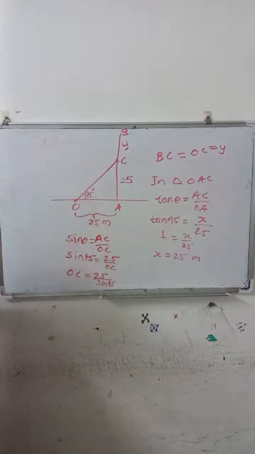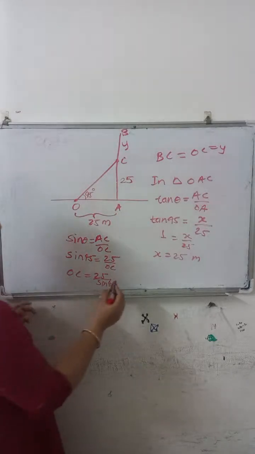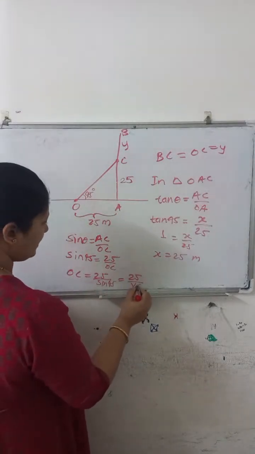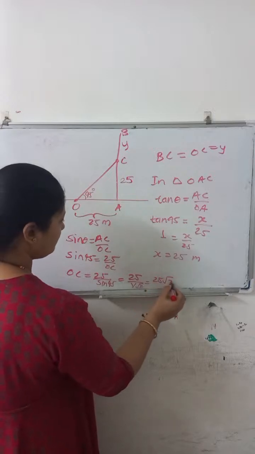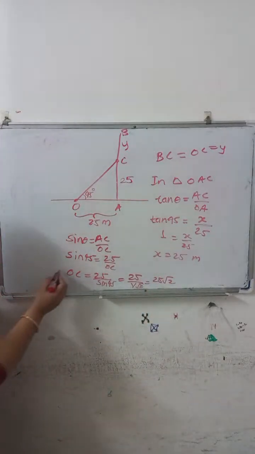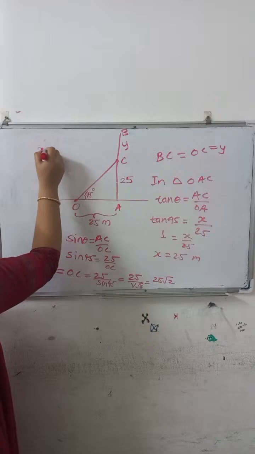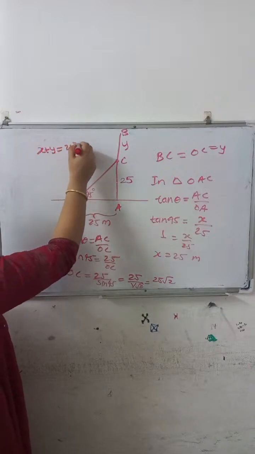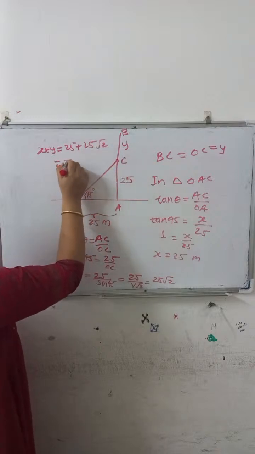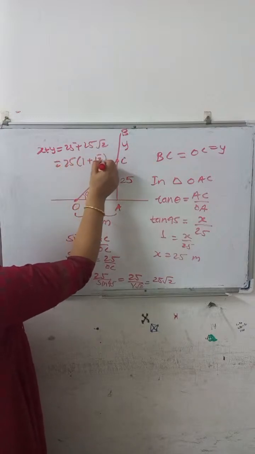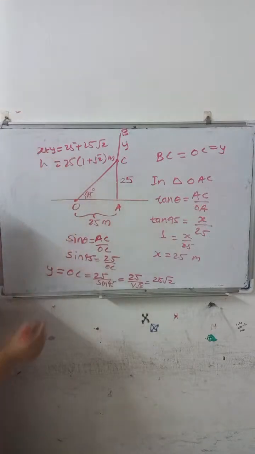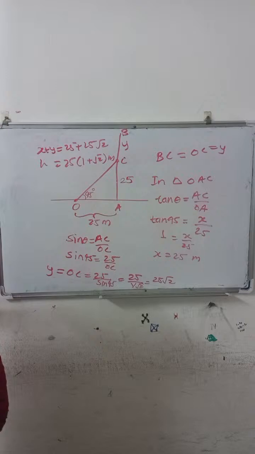What is the value of sin 45? Does anyone know the value? Sin 45 is 1 by root 2, correct? So 25 upon 1 by root 2, it gets reciprocal, 25 into root 2. So this OC is nothing but your y. I want the total height of the tree, which is x plus y, that is 25 plus 25 root 2. I will take 25 common, 1 plus root 2 meter. This is the height of the tree. So which option is it? Yes, option B is the correct option.